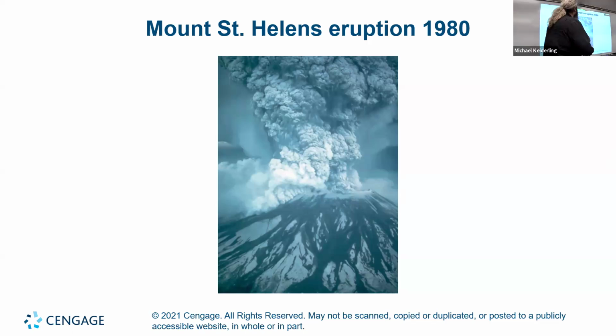So here's a violent eruption. This is Mount St. Helens exploding in 1980. And it basically blew the top off the mountain. The mountain ended up about 1,000 feet shorter.